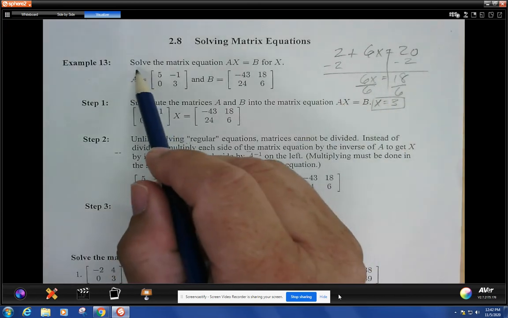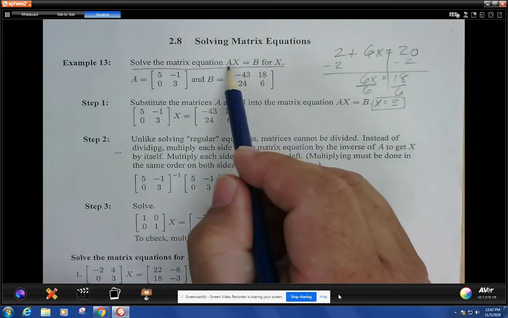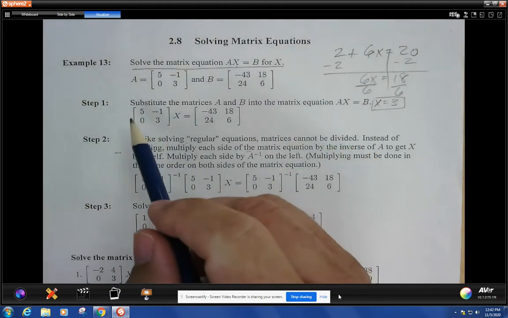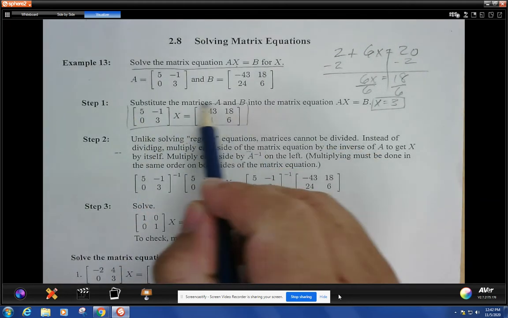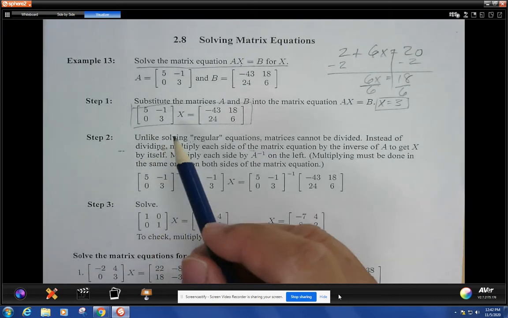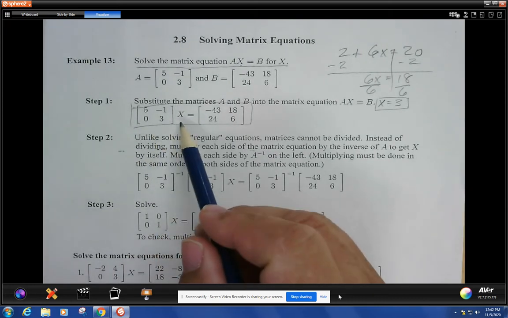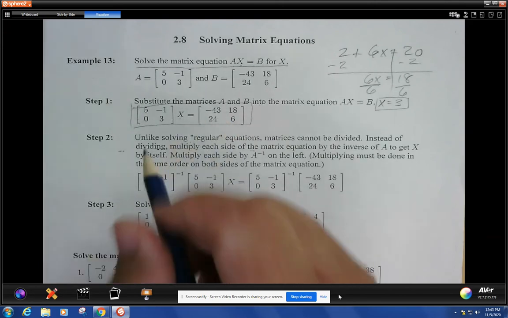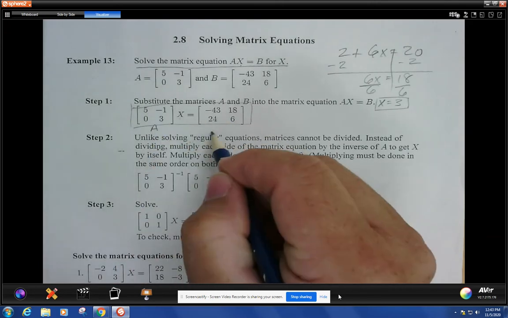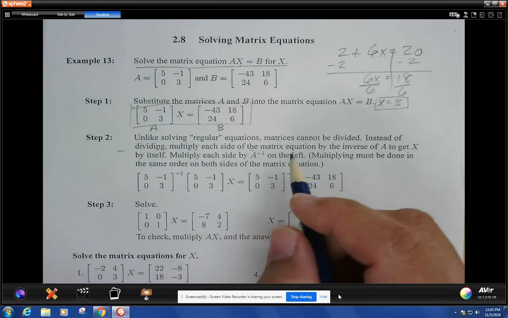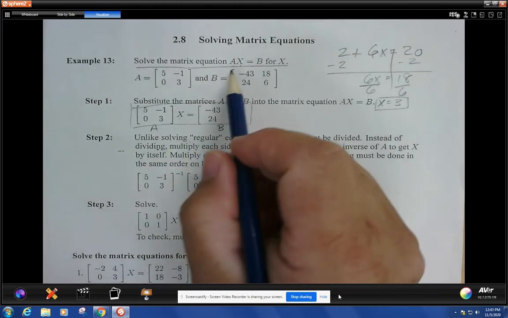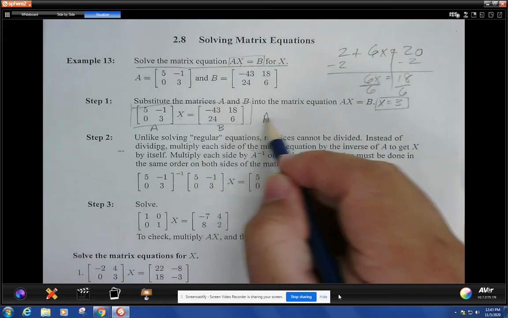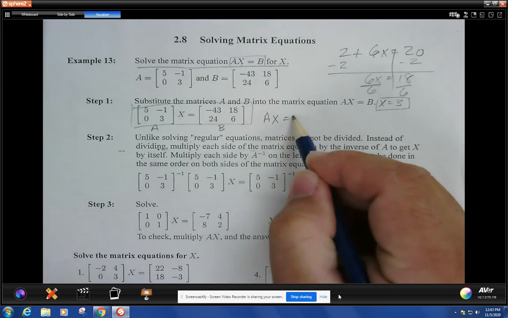So then we have this. We have solve the matrix equation AX equals B for x. And you notice right here is the kind of equation that they're giving you. You've got a matrix here that is being multiplied times x, and then it's got to equal B. So again, let's just go ahead and say that this is A and this is B. So really what I have is just this little format that's up here: the matrix A multiplied times x, and it's equaling B.